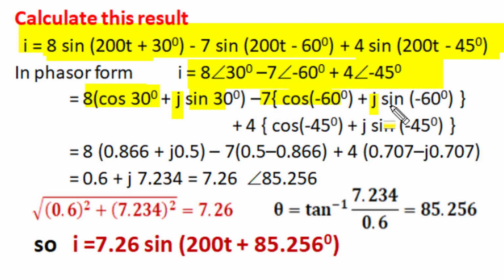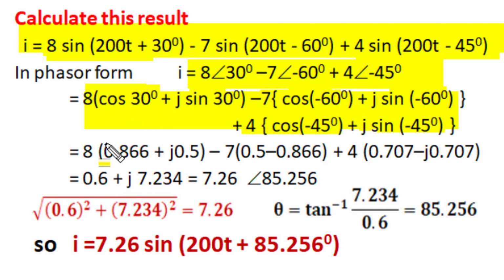is 7 sin minus 60 degree, and for 4 angle minus 45 degree, real active component or horizontal component is 4 cos minus 45 degree and imaginary vertical reactive component is 4 sin minus 45 degree with J notation. Now for this summation or subtraction calculation, subtraction is also a summation with sign change. We'll add all active component together and we'll add all reactive component together.